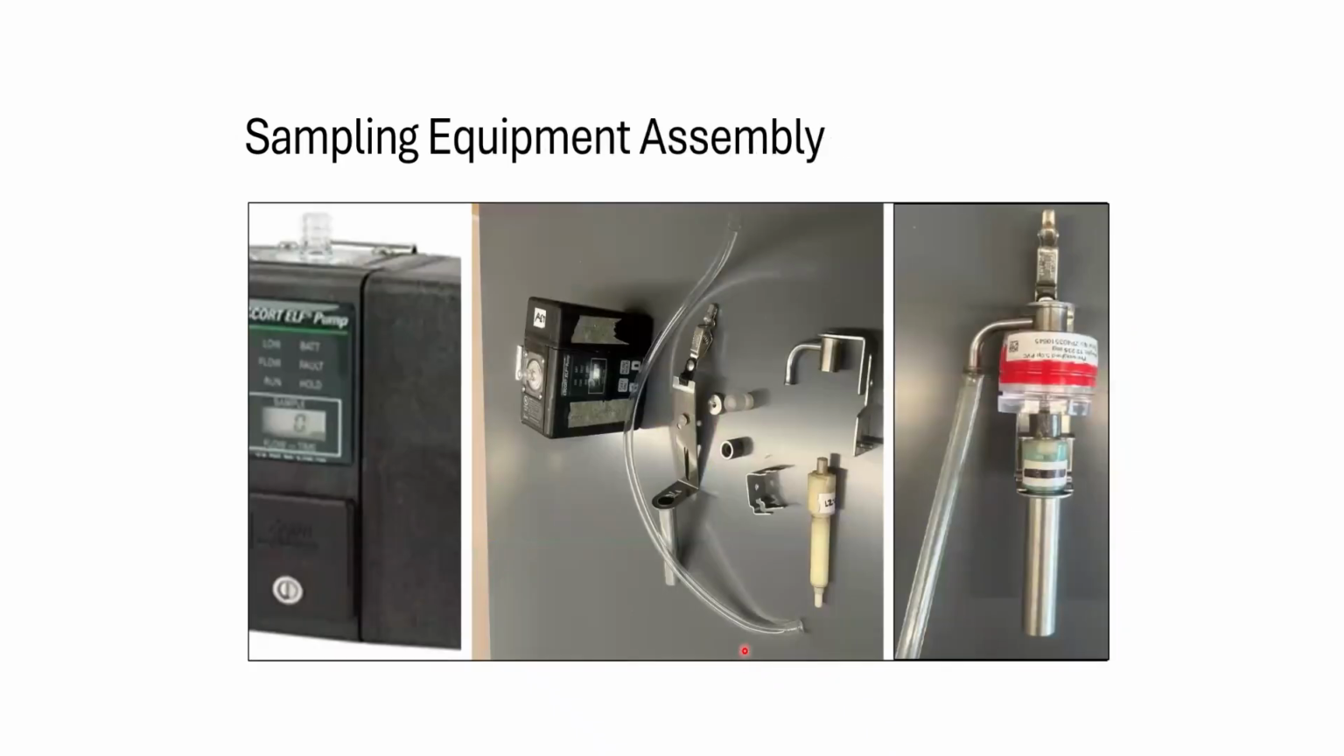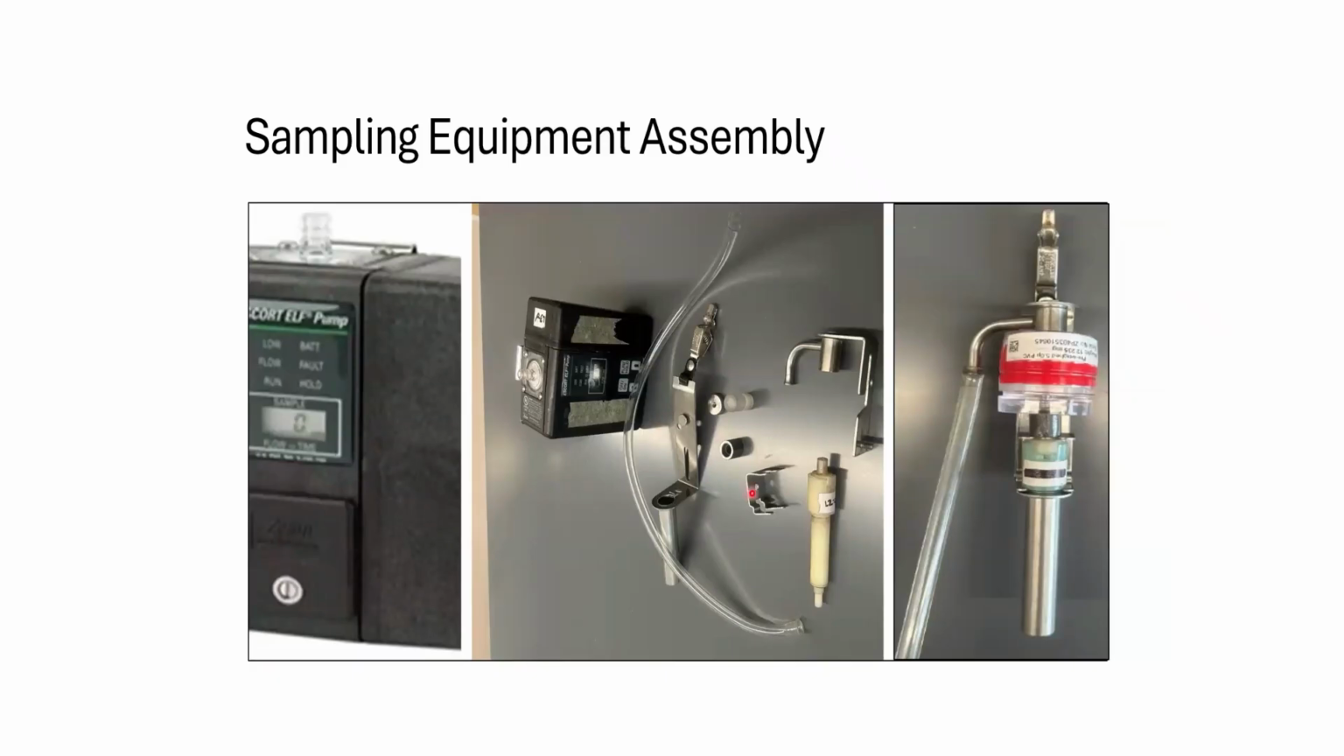These parts are what we need to set up a sampler assembly. This setup is used to collect respirable dust samples in occupational environments. So the Escort ELF pump on the left draws air through the sampling train at a controlled flow rate, which is 1.7 liters per minute for aggregates.